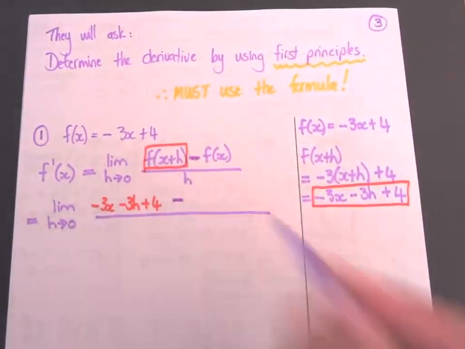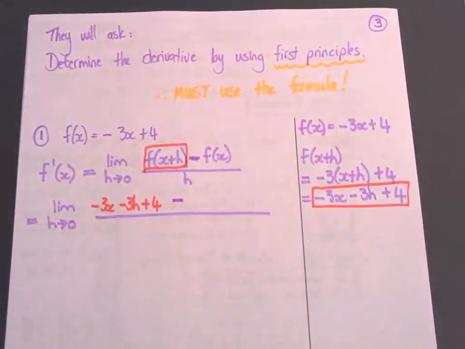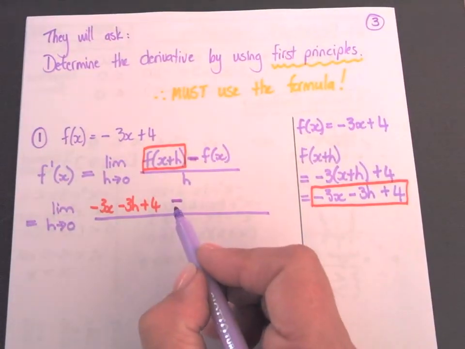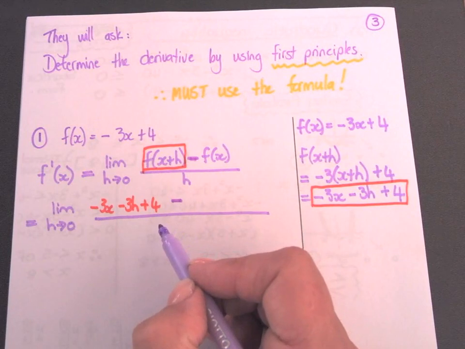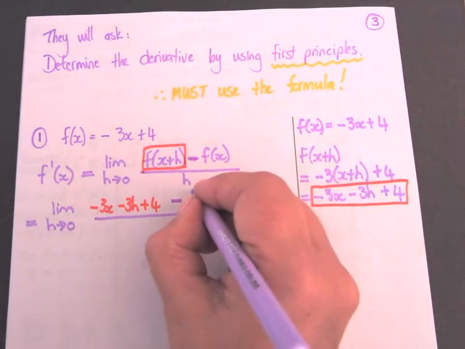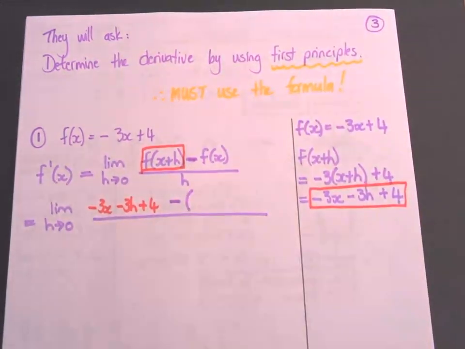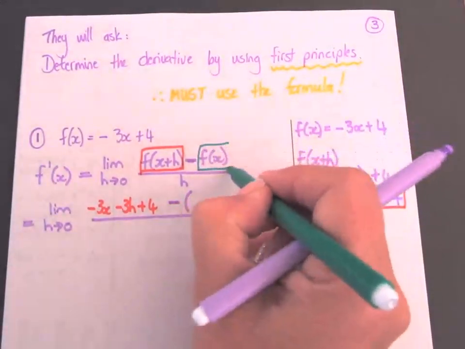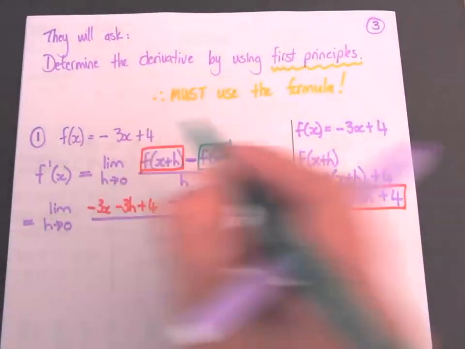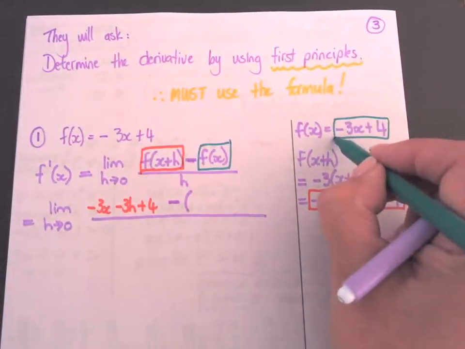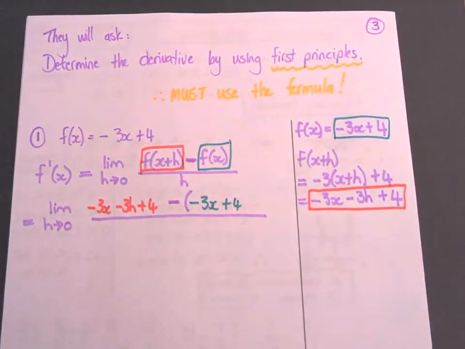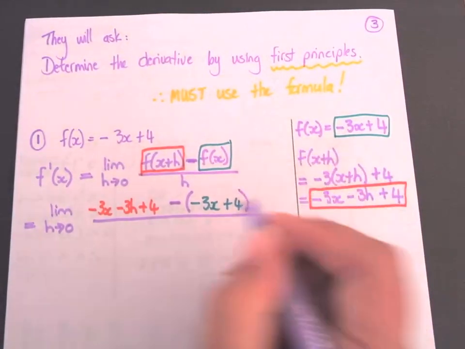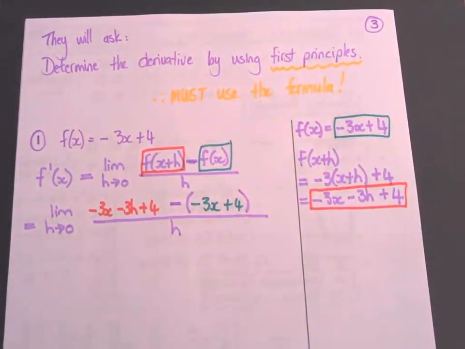Minus, minus. If you have a minus and I write anything after the minus, you put it in brackets. So, in brackets, now I must write f of x, that value, and it is this one. Negative 3x plus 4, close your bracket, over h.